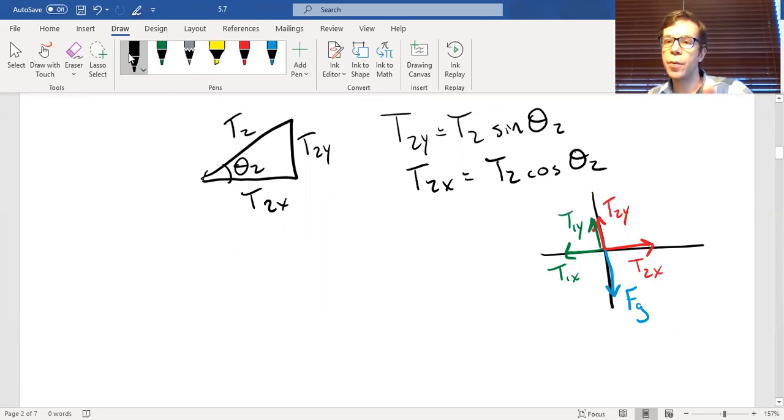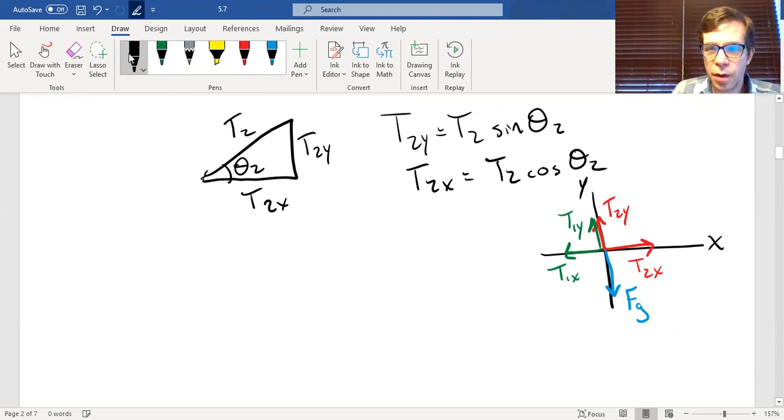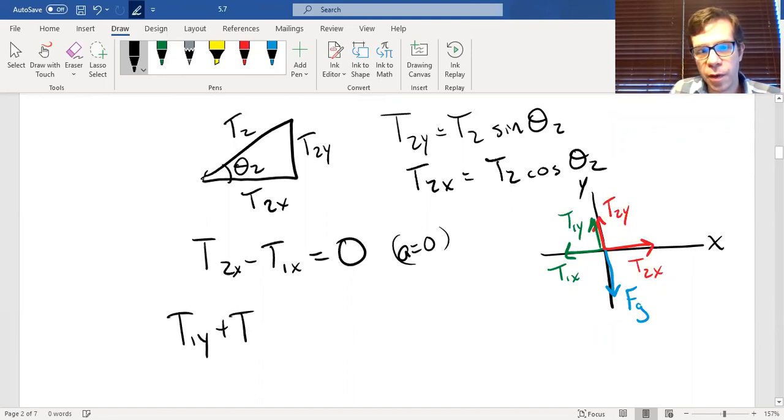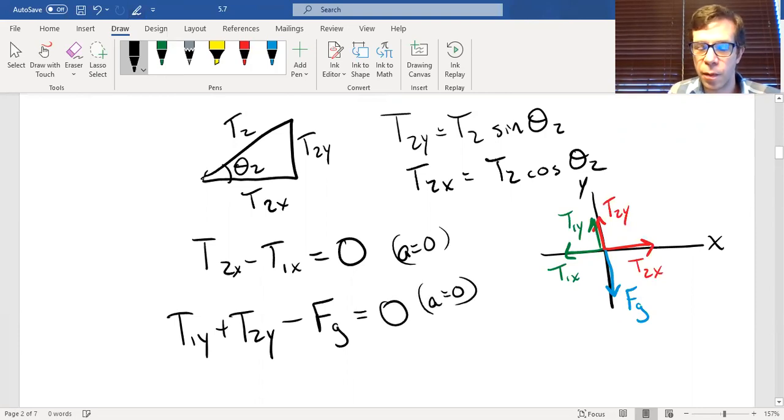So now we're at a case where we could take that and put it directly into our equations. If I look at my x direction, I can see that I've got T2x minus T1x equals 0, because it's at rest again, right? a equals 0. And if I look at the y direction, I can say T1y plus T2y, because they're both up, minus the force of gravity is equal to 0. Again, because it's at rest. So that's another way that we can do it instead of using a table like I tend to do.